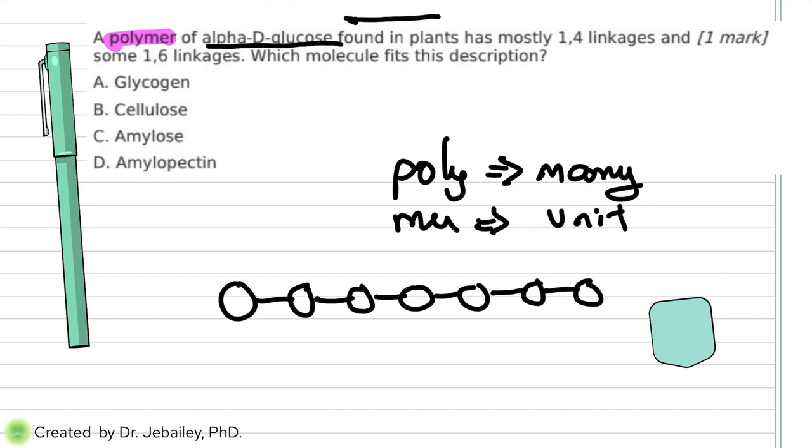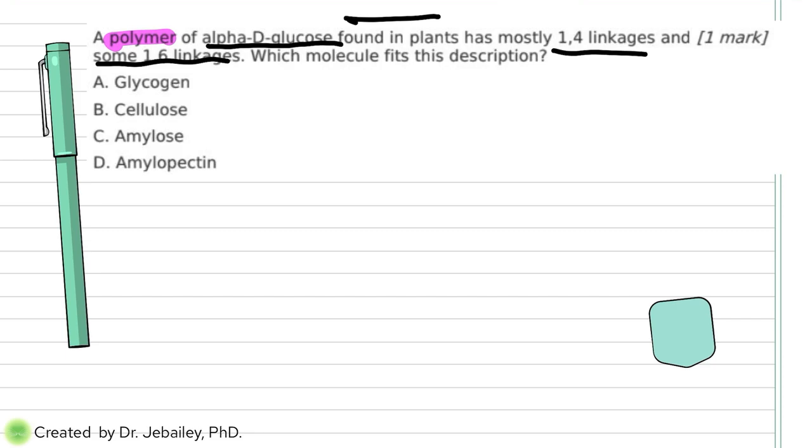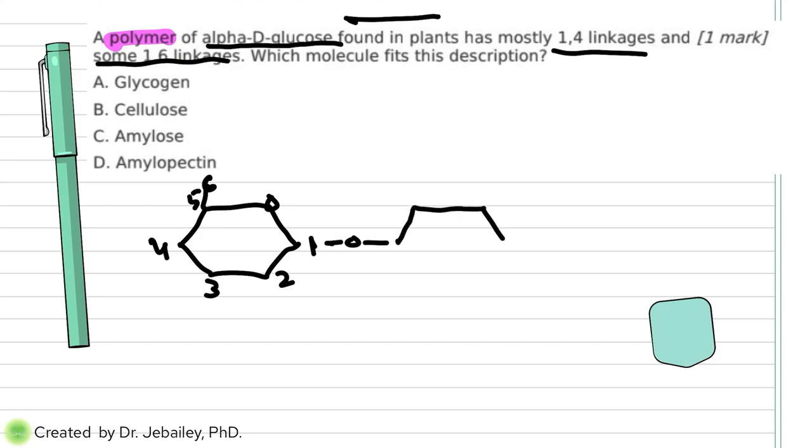Now, it says that it's found in the plants. It has mostly 1 to 4 linkage and some 1 to 6 linkage. Now, this is saying that, for example, if I had to draw this in more detail, okay, if I had a sugar right here, and here's oxygen, you have carbon 1, 2, 3, 4, 5, and then there's a 6 here. Now, this guy is going to be attached to an oxygen when it's attached again to another molecule here. Again, these molecules I'm drawing here are sugar.